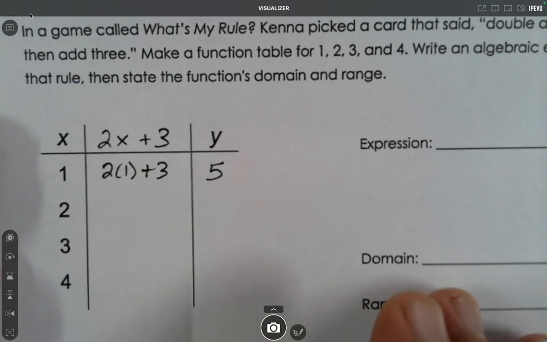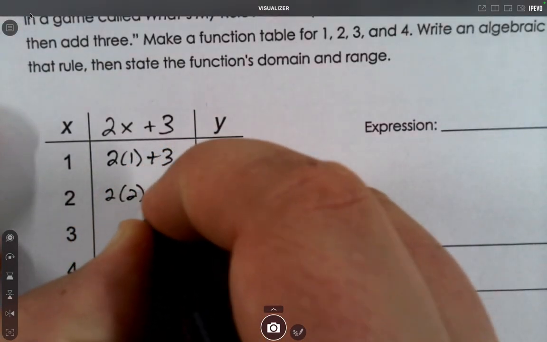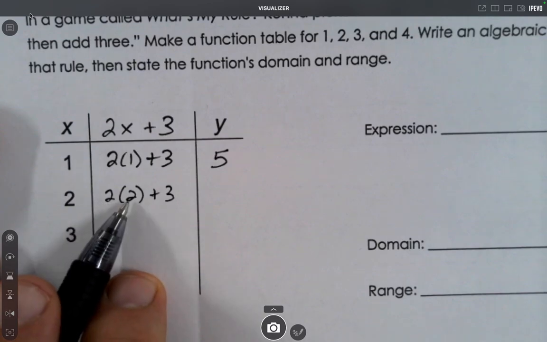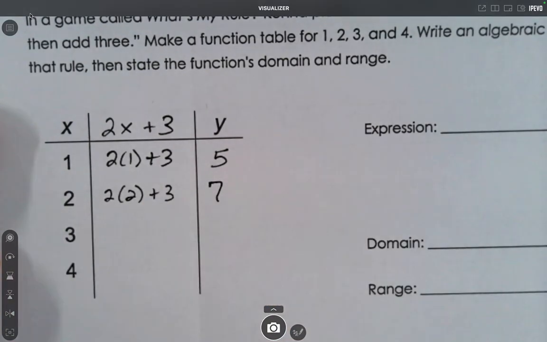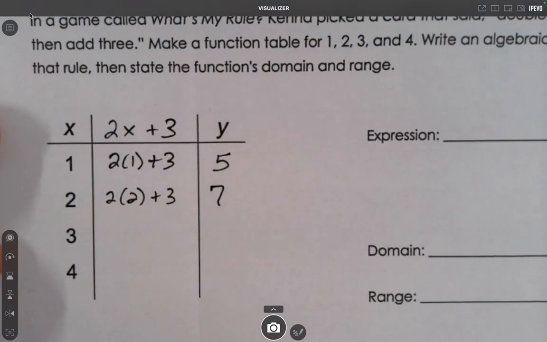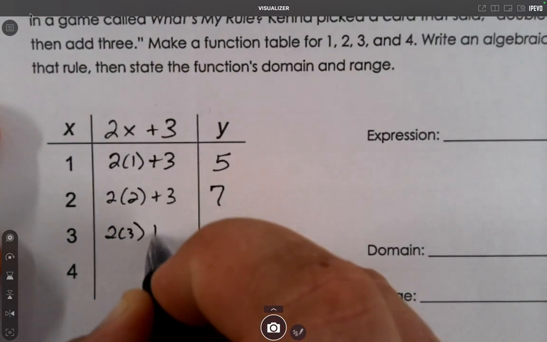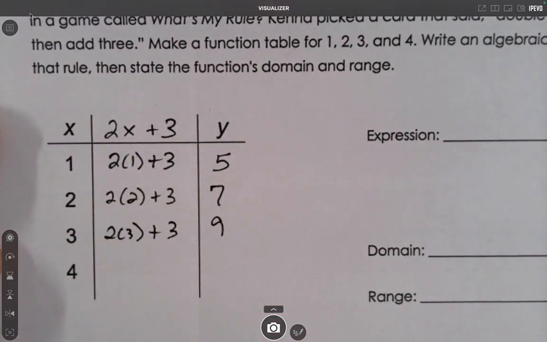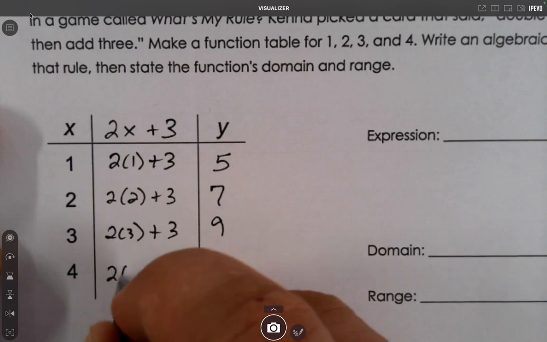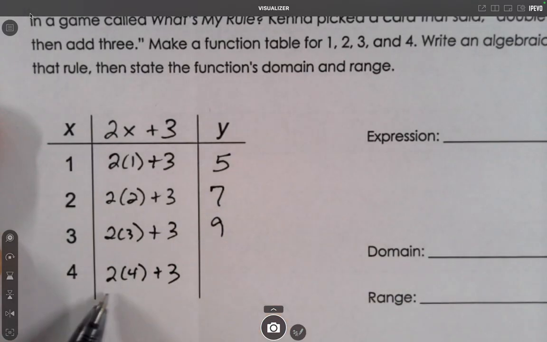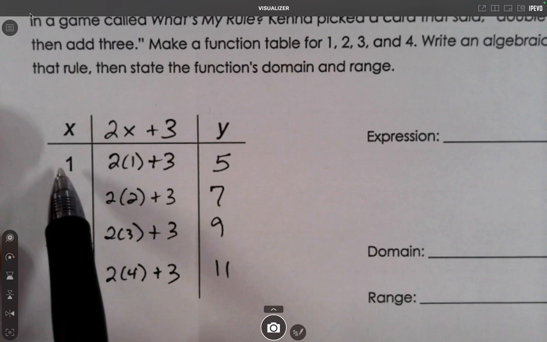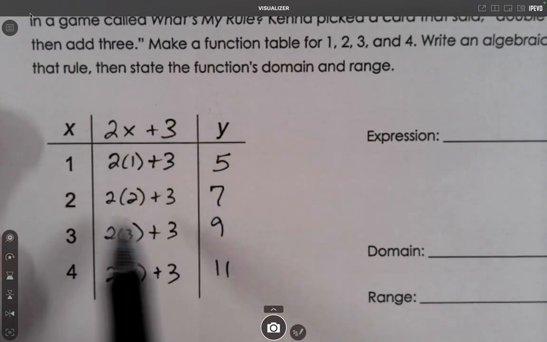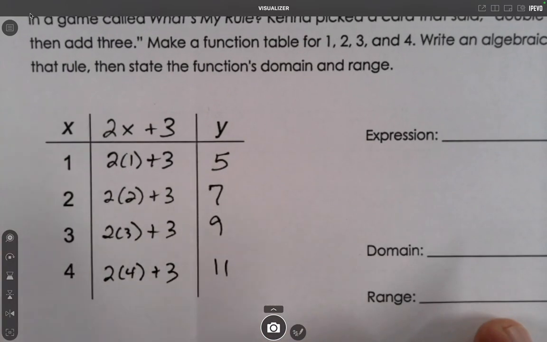Then we use the same rule and plug in 2. 2 times 2 is 4. 4 plus 3 is 7. Same rule for 3. 2 times 3 is 6. 6 plus 3 is 9. Then we do 2 times 4 plus 3. 2 times 4 is 8, plus 3 is 11. So this middle column was just to help us figure out how we got from x to y. From 1 to 5, from 2 to 7, from 3 to 9, and 4 to 11.